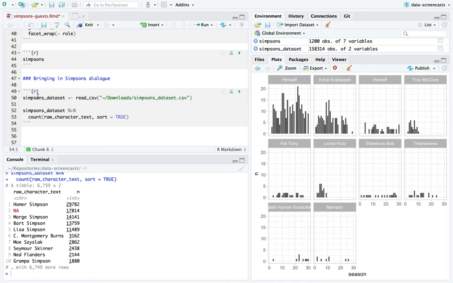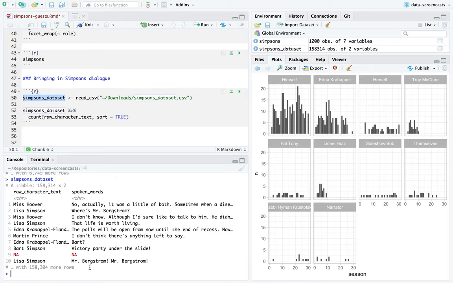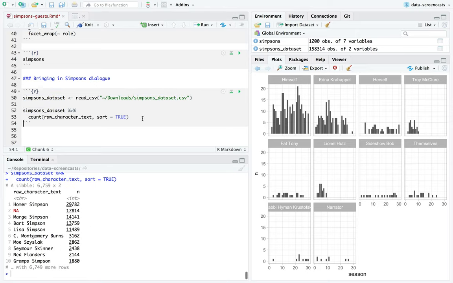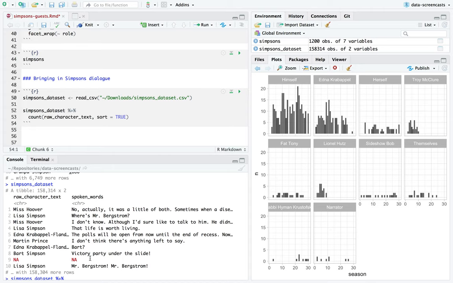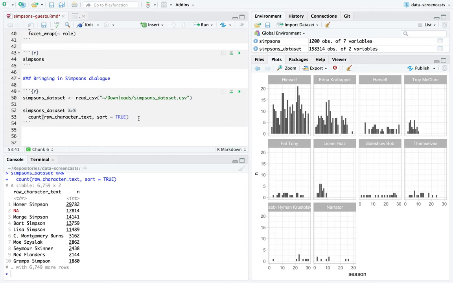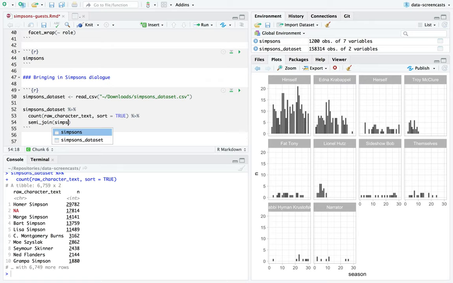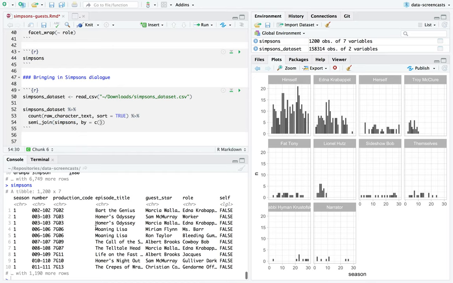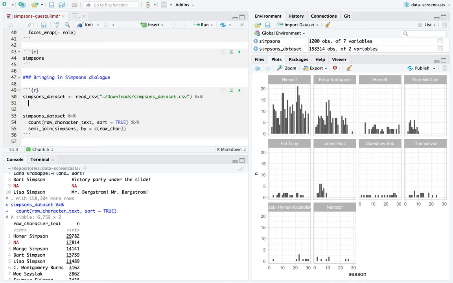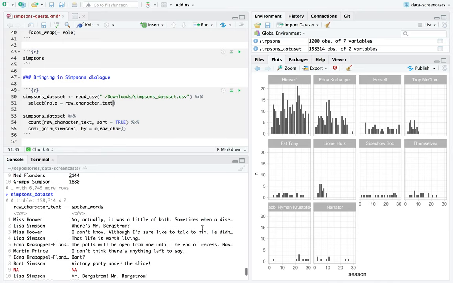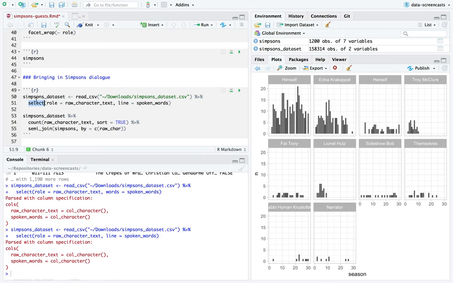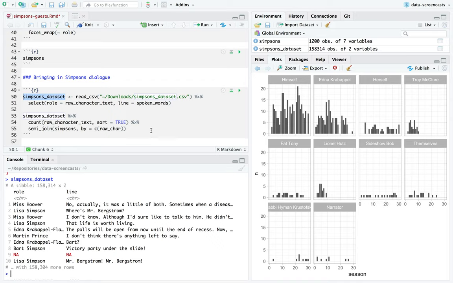Okay, so I'm going to take this data set of lines used from the Simpsons. Maybe it gets around copyright by being in a random order. I don't know. Whatever it is, this is what we have. And what if I said semi-join, a filtering join where I want to include only the ones that are the same guest star. So I'm going to say by role equals rock character text and words equals spoken. Words, call it line, because it looks like they're lines. I like this. This is more readable.